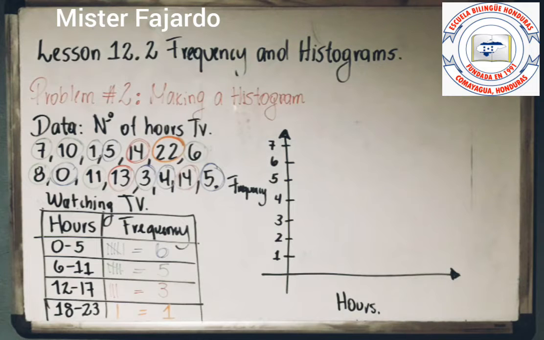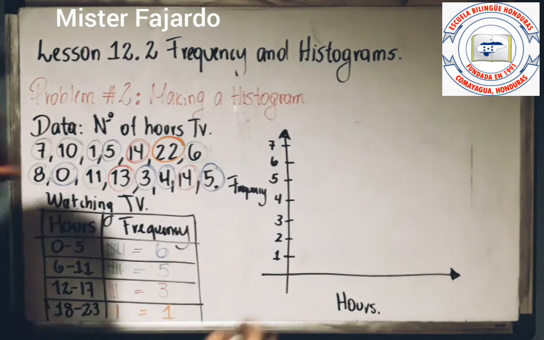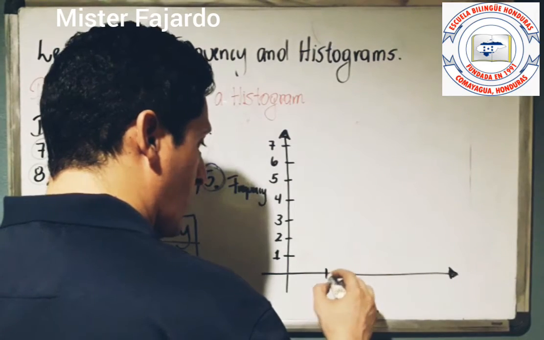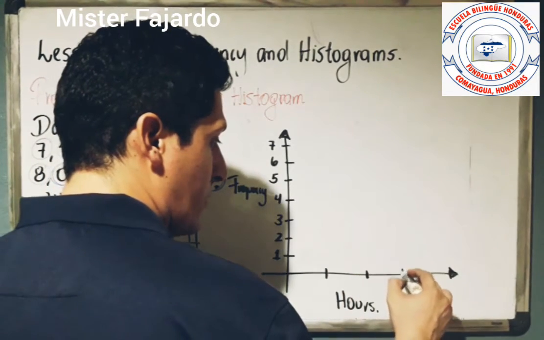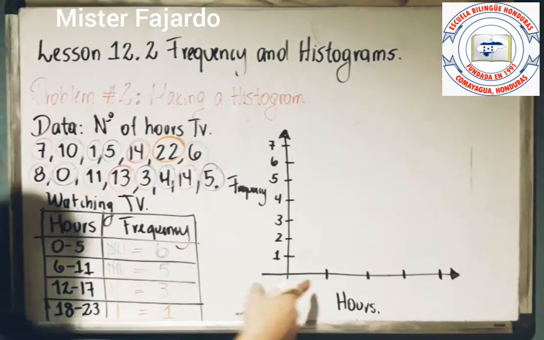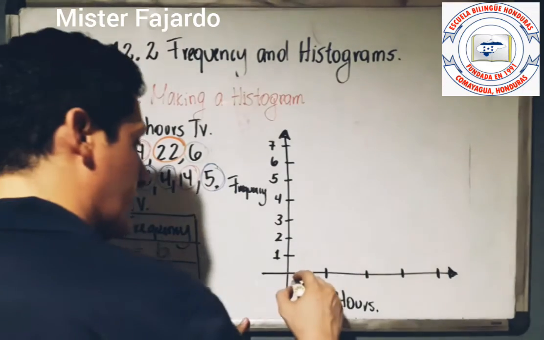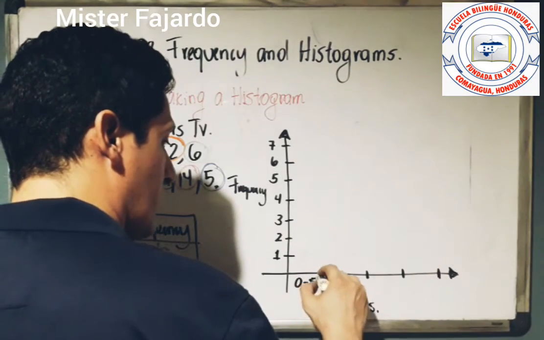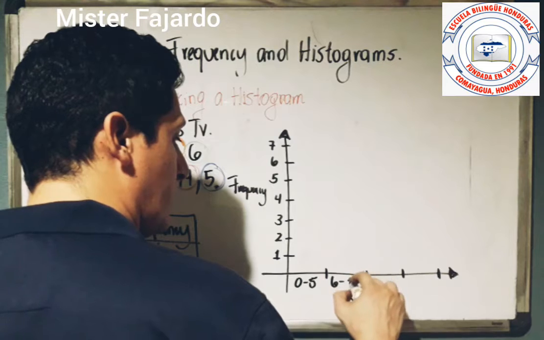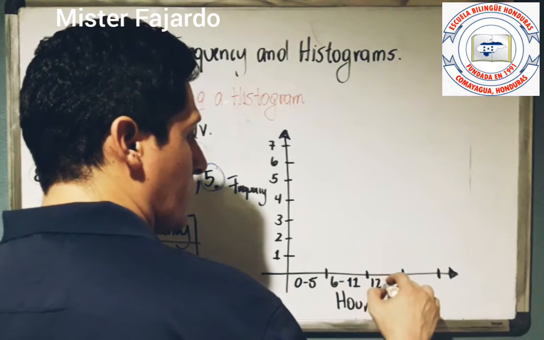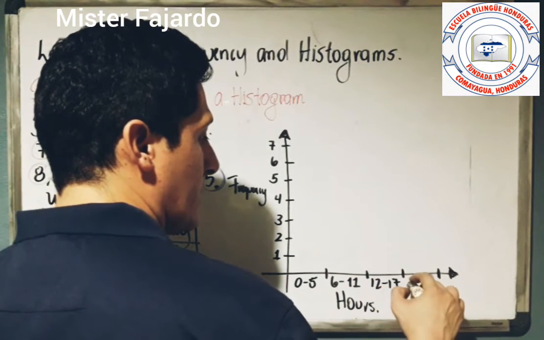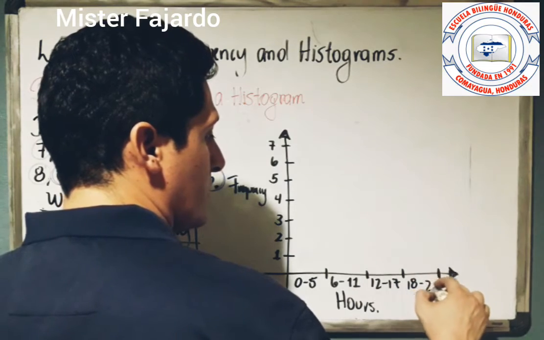And in this case, you're going to have 4 ranges. I'm going to divide this group in 4: 1, 2, 3, and 4. The first one is going to be from 0 to 5 hours. The second one is going to be from 6 to 11 hours. The next one from 12 to 17. And the last one from 18 to 23.